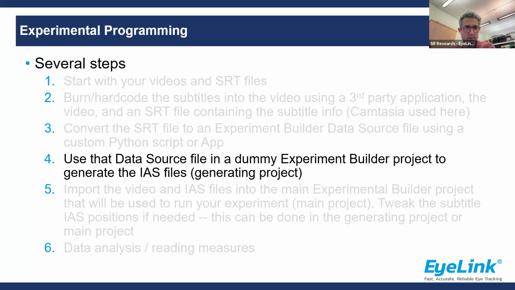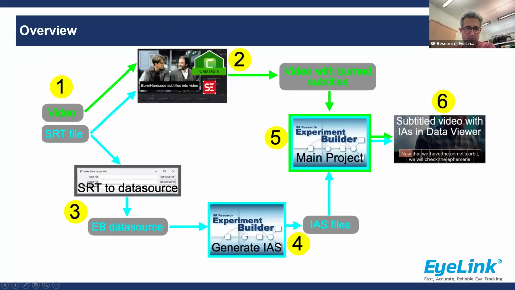Okay, so let's move on. So this is step 4 here, after generating the data source. We're feeding that data source into a dummy experiment builder project, which will give us interest area files. Interest area files are pretty much text files with the location of each interest area and its start time and end time. So these will be dynamic interest areas, which will then feed into the main project.